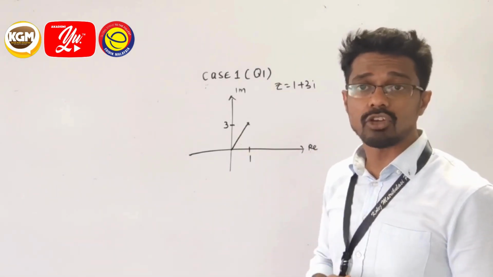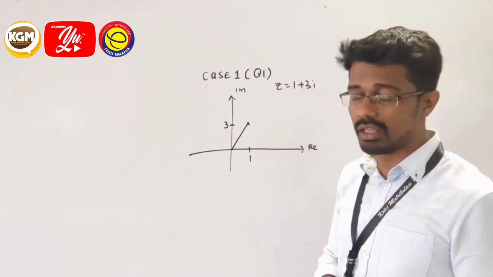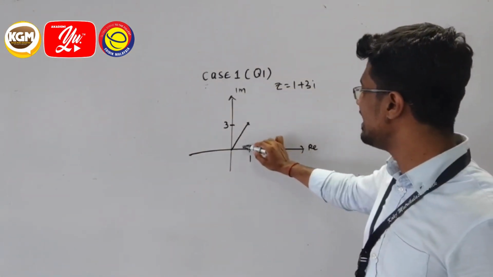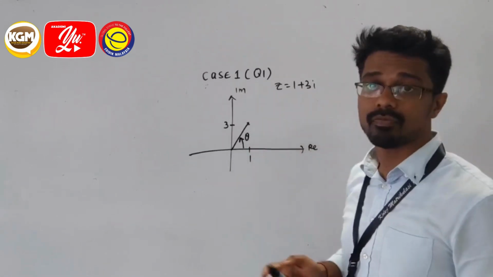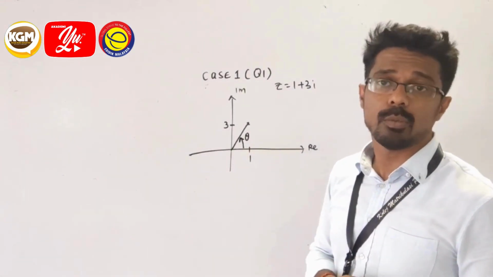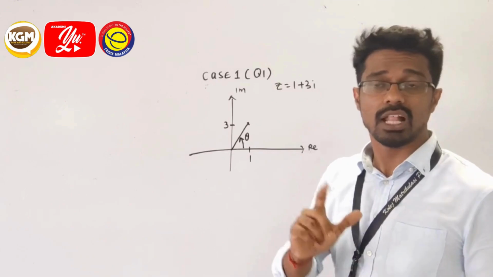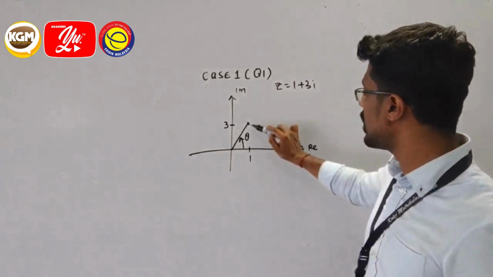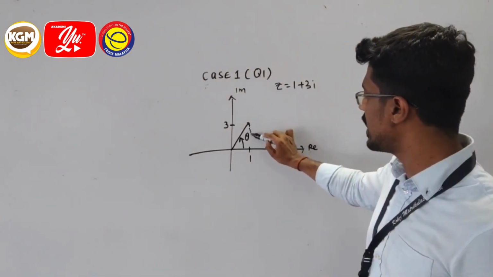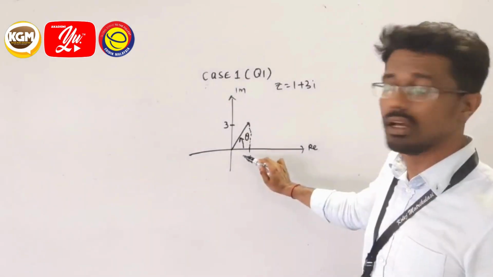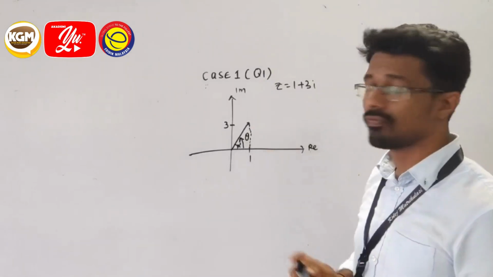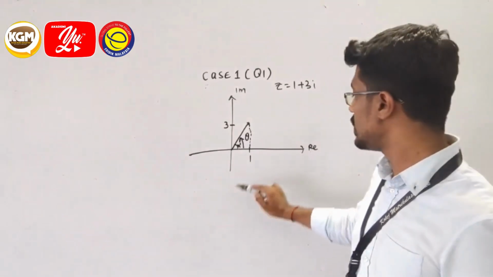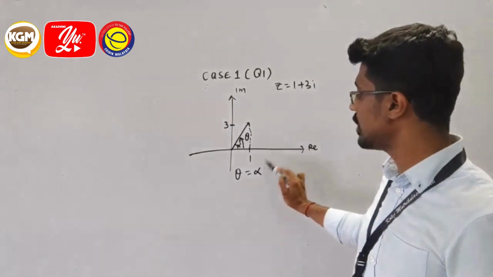As I already mentioned, argument is the angle between complex number line and positive x-axis. So as you can see, this is where your theta is going to be. At the same time, we have to denote alpha. Alpha is the angle inside a triangle with the x-axis. So this is the triangle. Alpha is inside. And we know the relationship very well between theta and alpha. So theta is just going to equal alpha.